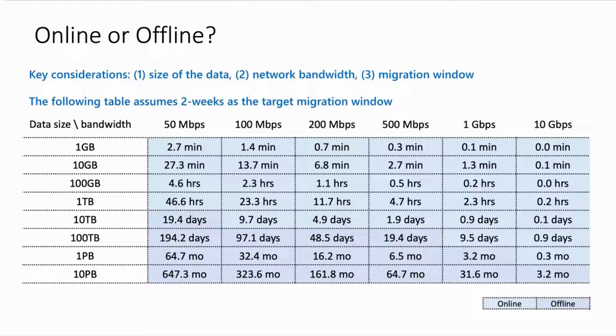So if you're getting 10 Gbps throughput, you can move 1 petabyte of data in about 0.3 months, which is maybe about 10 days. 10 days or so. Yeah.